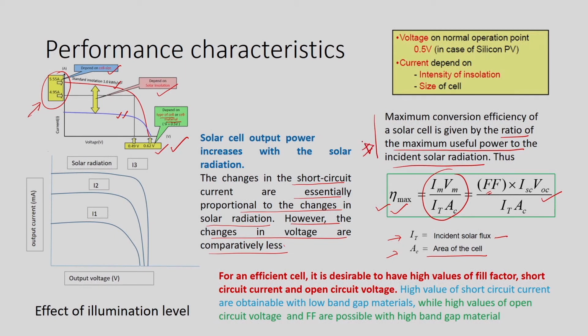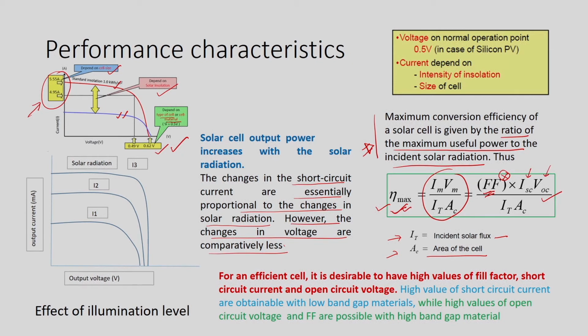So, for an efficient cell, it is desirable to have high values of fill factor, as you can see here. If we can get high values of fill factor and then higher values of ISC and higher values of VOC, of course, we can maximize our efficiency.